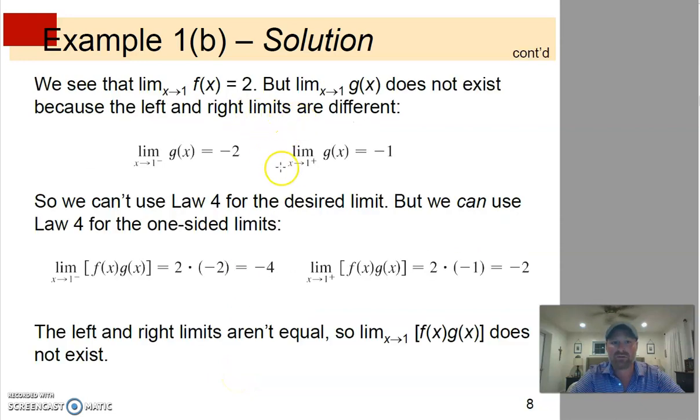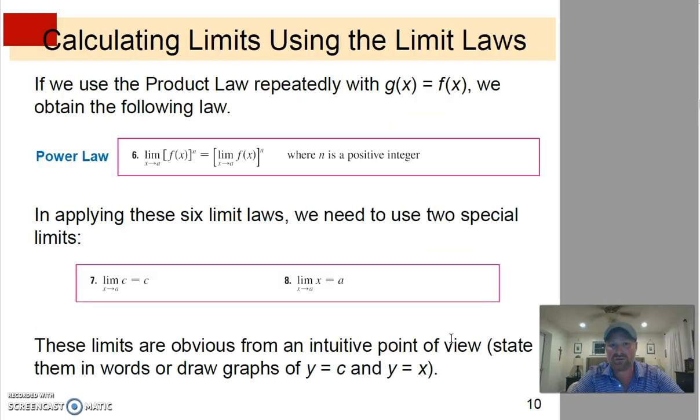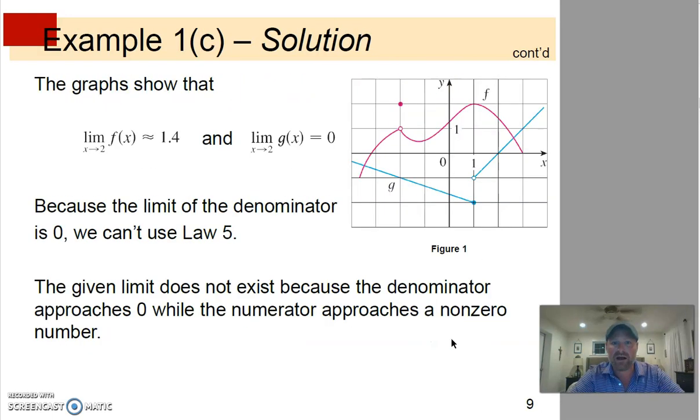All right? These ones are a little bit more complicated, as we said. But the left and the right limits aren't equal, so the limit as x approaches 1 of f of x does not exist, right? That's because it's a discontinuity. It's a discontinuous function, okay?